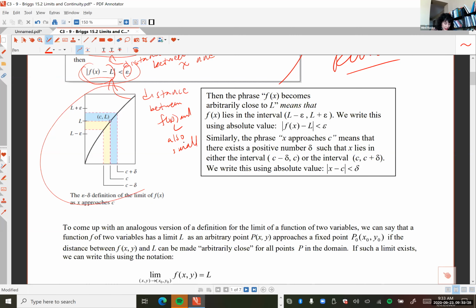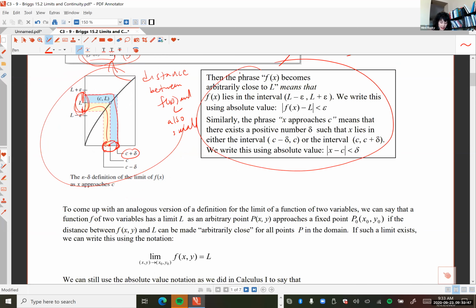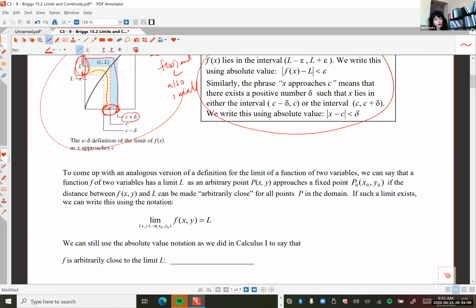And then they draw a little picture here, you know, here's your c, and you're in a neighborhood here, c plus delta, c minus delta. As long as you stay in a small neighborhood up here, you're really close to your limit, your corresponding x will be close to your number c. So this is what they're saying in English, and so we have to do an analogous version of it here in 3D. So how do we do it? There are some similarities and some differences, so we'll go over both.